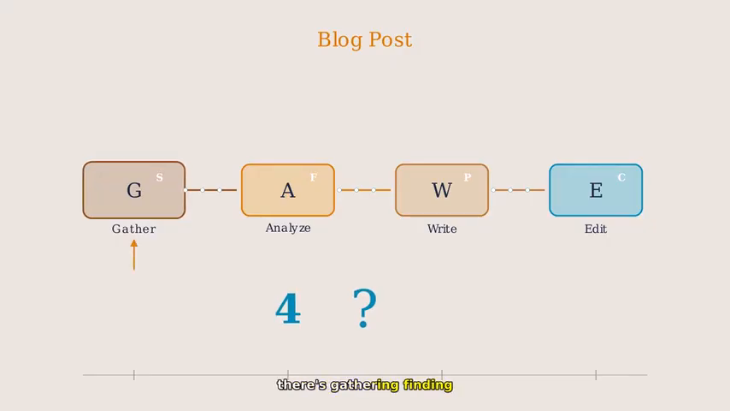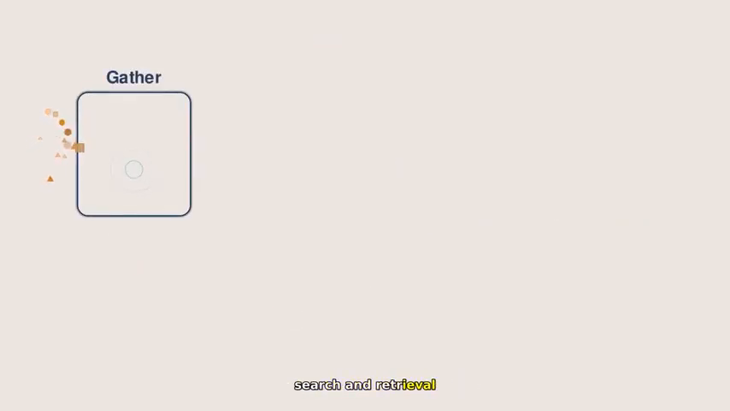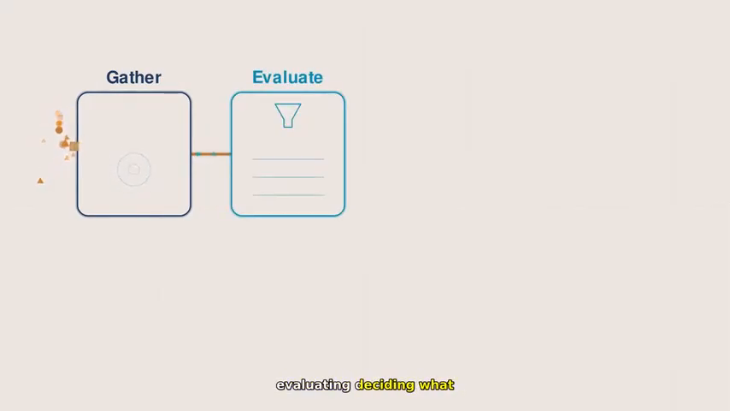First, there's gathering, finding and pulling together relevant information. Gathering is fundamentally about search and retrieval. The model is asking, what do I know about this? Second, there's evaluating, deciding what information is actually relevant and useful. This is a filtering operation. The model is asking, what matters here?